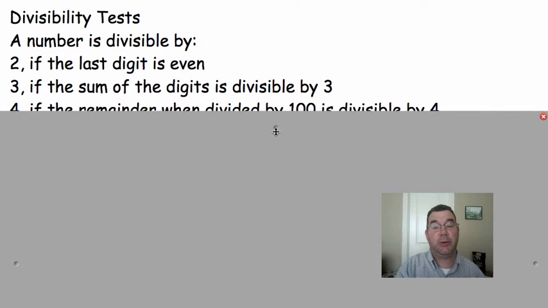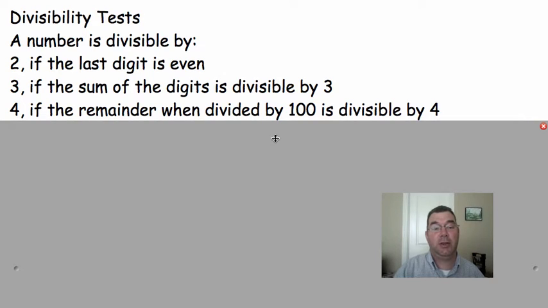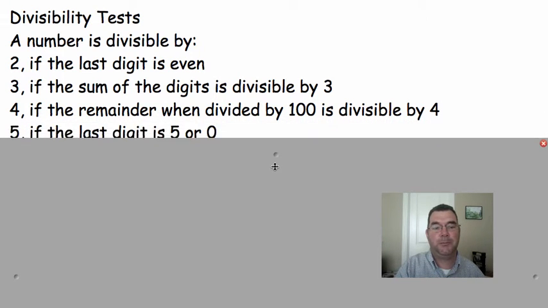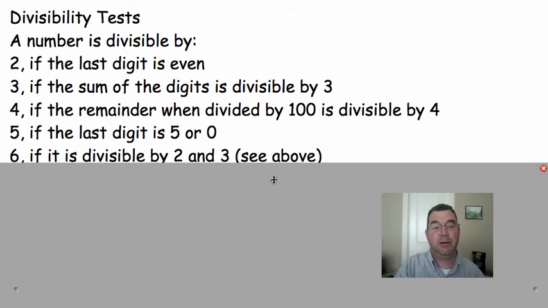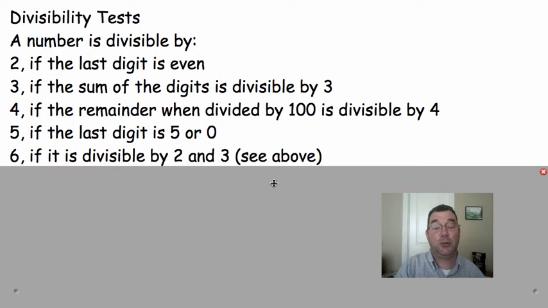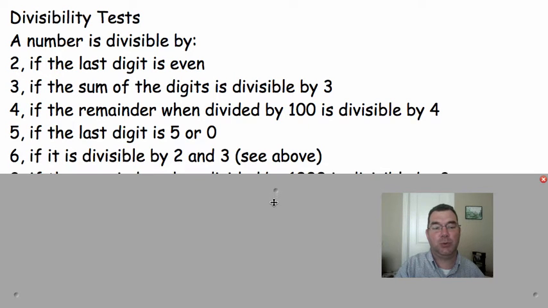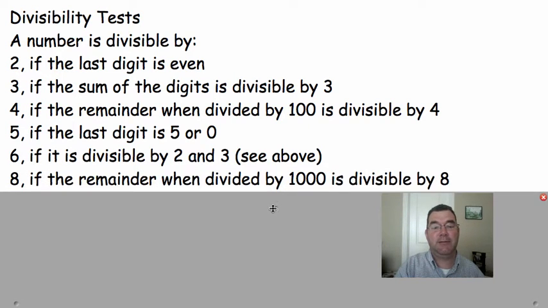You know that a number is divisible by 4 if the remainder when you divide it by 100 is divisible by 4. So basically just looking at the last two digits, as an entire number, and seeing if that's divisible by 4. And it's divisible by 5 if it ends in 5 or 0. It's divisible by 6 if it's divisible by 2 and 3, so follow those rules. I skipped 7 for now, but there is a rule for 7.